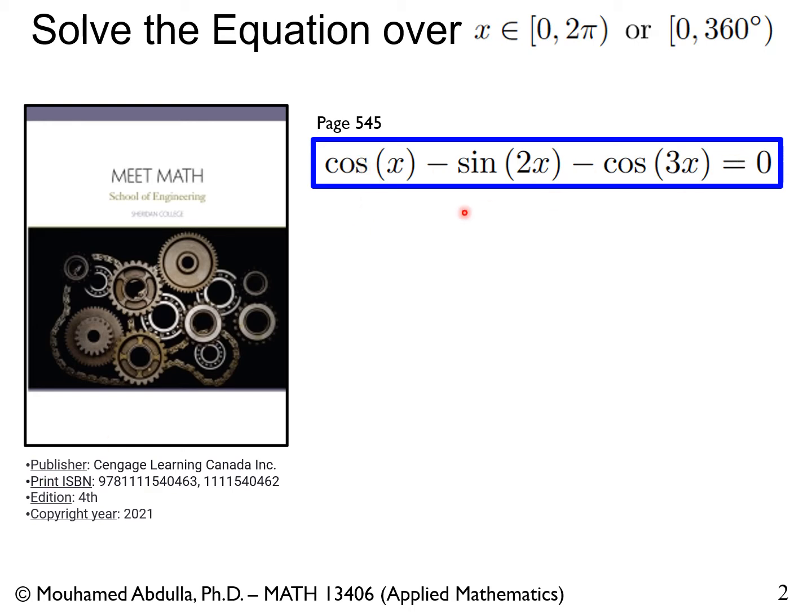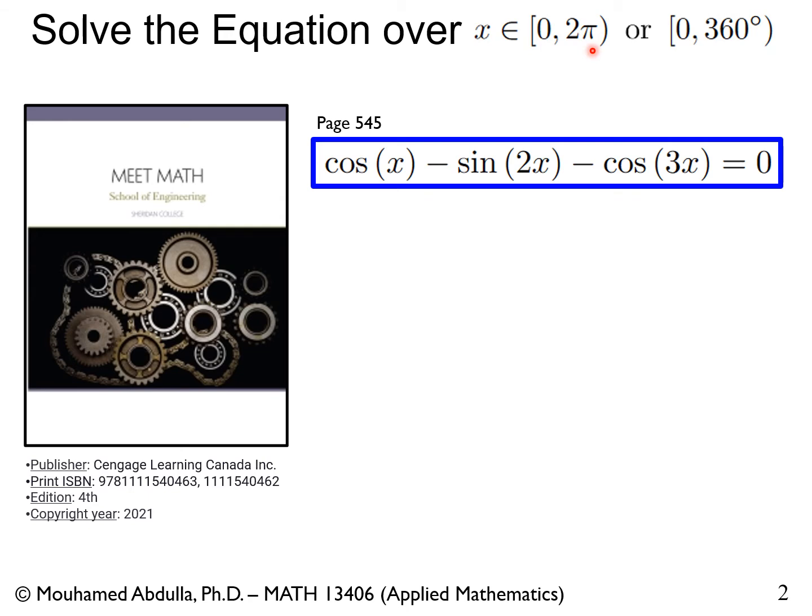It's this expression here. So cos of x minus sine of 2x minus cosine of 3x equals 0. We need to find all the values of x that would make this expression equal to 0. We won't look at it in 2 pi m revolutions, in different revolutions. We'll look at it in one full cycle, one full revolution around the circle.